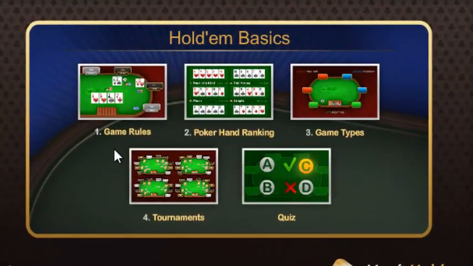And here's the beginning. So the basics, we have the game rules, we have poker hand rankings, we have game types, we have tournaments, and then a quiz. At the end of each module there's a quiz, so you can reinforce the learning. And we're going to begin with the game rules.